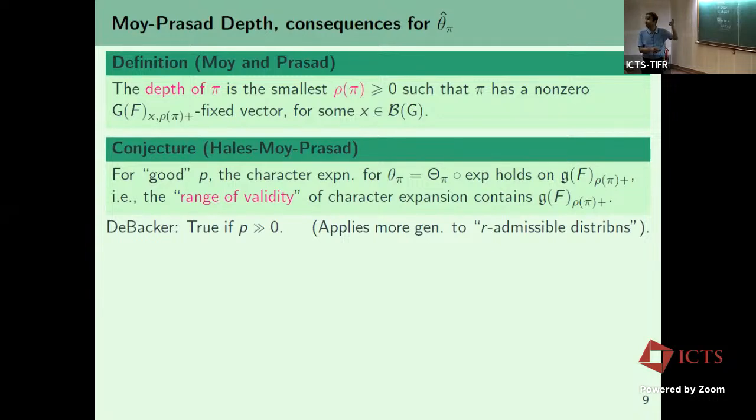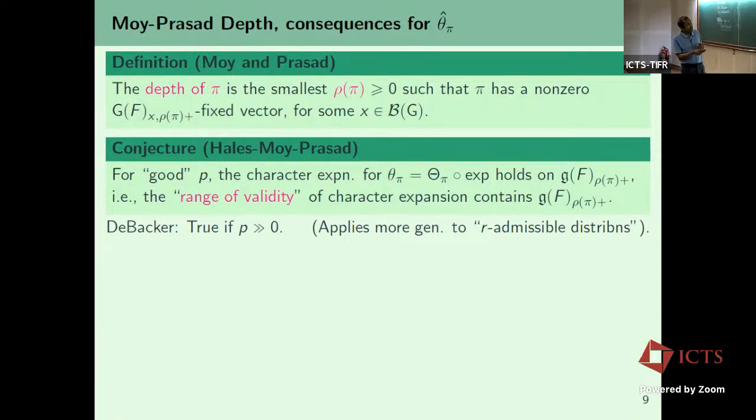Remember, this was the union of all the G(F, x, rho(pi)+), where x varied over the building. So this is an open, closed, and conjugation invariant neighborhood of 0 in the Lie algebra. So it's a pretty large region, and the conjecture actually says that this is the range of validity. And if you look at the way depth is characterized in Moy-Prasad, this is a very natural thing to consider. If you try to look at G(F, r) for r equal to rho of pi, you can see that the character expansion fails because some semisimple or non-nilpotent element comes in.